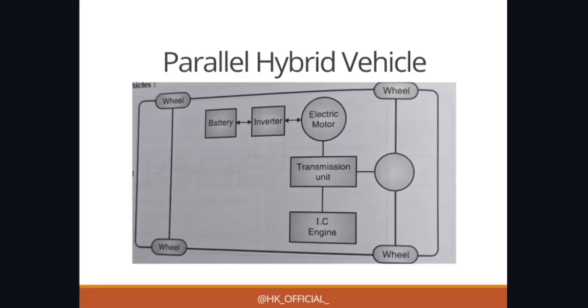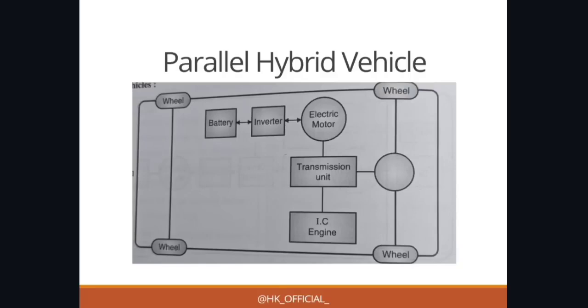Okay, then parallel hybrids are more common and efficient for highway driving, where the gasoline engine can directly power the vehicle and the electric motor assists during acceleration or at other times when extra power is needed. Okay, the two power sources work together to improve fuel efficiency, as the electric motor can supplement the gasoline engine, and vice versa. Okay, so this was all about the parallel hybrid vehicle.